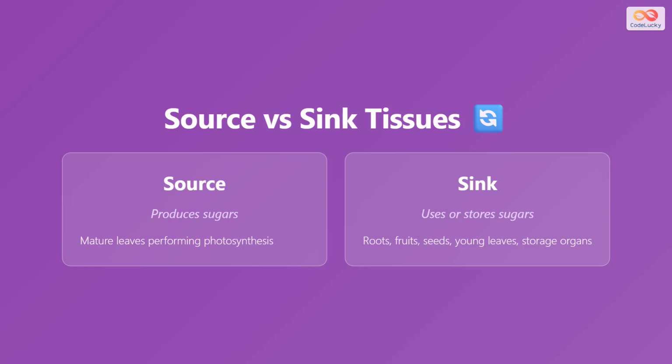Understanding the difference between source and sink tissues is crucial. Source tissues are the production sites where sugars are made. The most common example is mature leaves that perform photosynthesis and produce glucose. Sink tissues, on the other hand, are the consumption or storage sites. These include roots that need energy for growth, fruits and seeds that are developing, young leaves that are still growing and not yet photosynthetic, and storage organs like potato tubers or carrot roots. Interestingly, the same tissue can switch between being a source and a sink, depending on the plant's developmental stage.